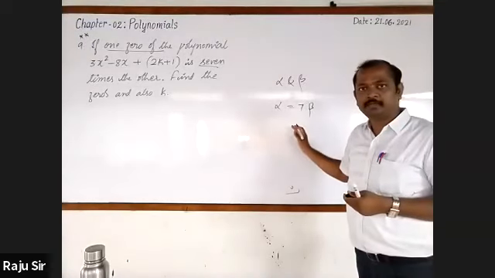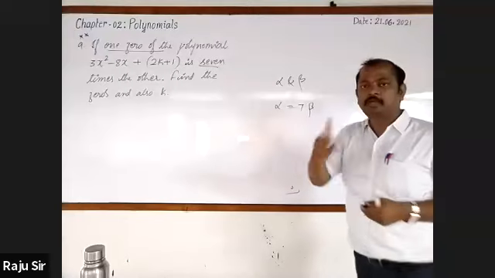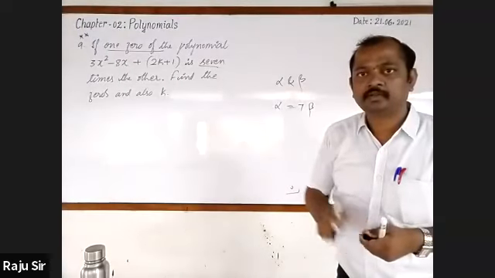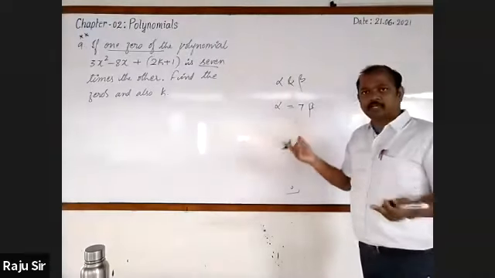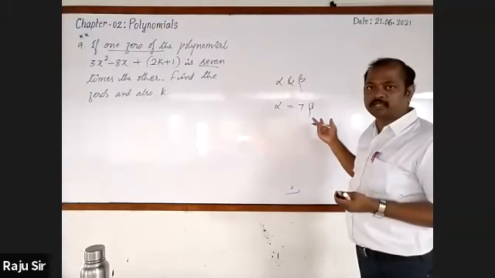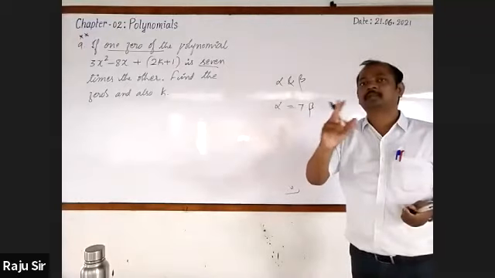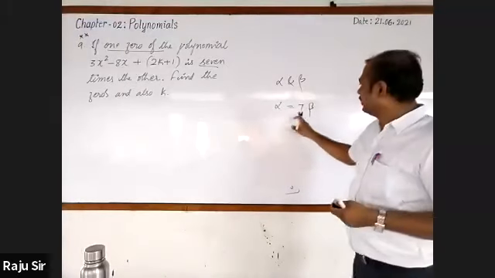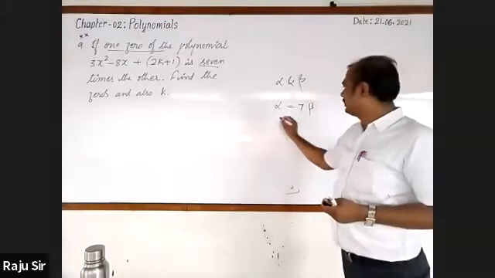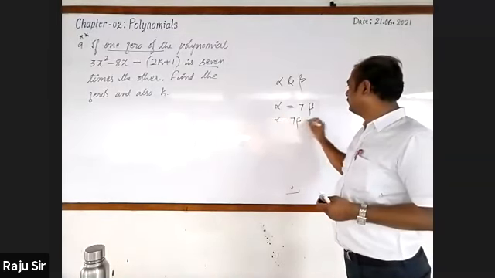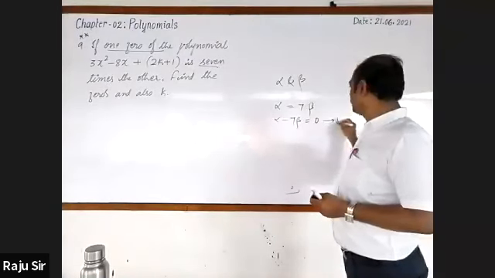Did you understand? Even you can take beta is equal to 7 times alpha. They have given one zero is 7 times the other. Now you can rewrite this as alpha minus 7 beta equal to 0. You may call it equation 1.